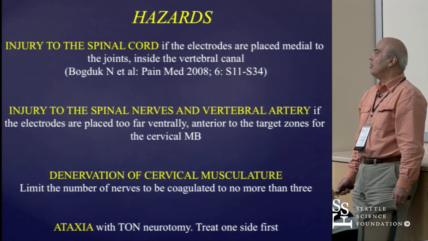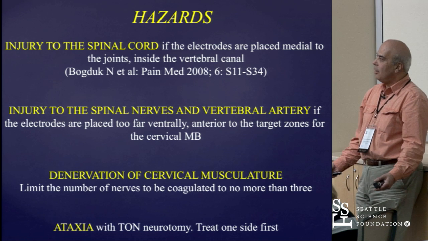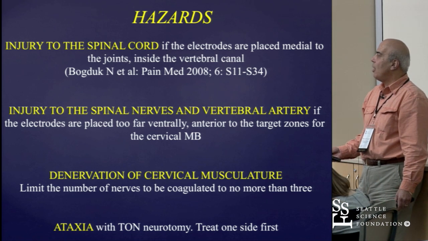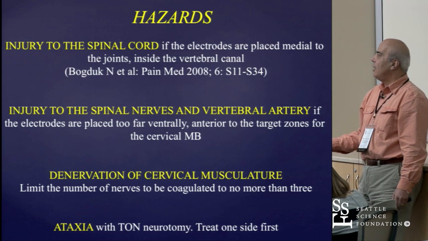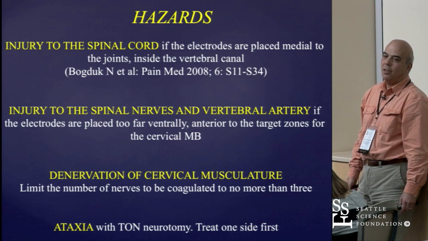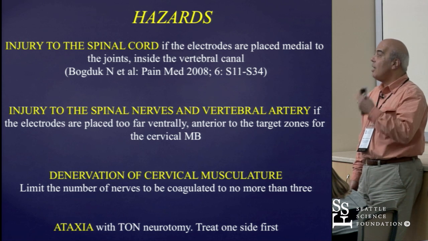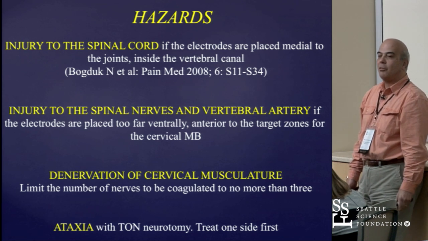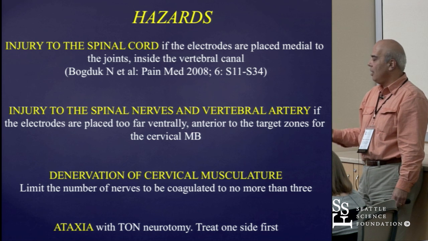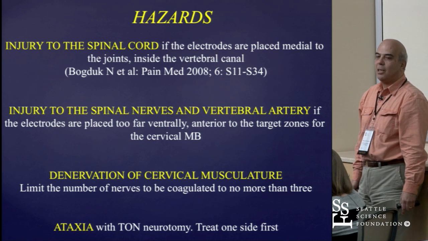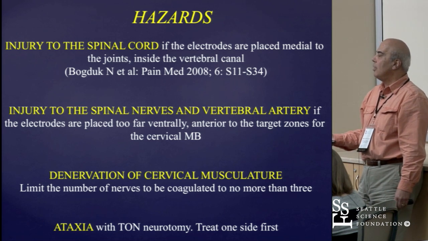Repeated denervation of the cervical musculature can be a problem, the multifidus muscle in particular. So I would probably try not to ablate more than 3 nerves at a time. A very well known side effect and complication of third occipital neurotomy is the development of ataxia. It's not that frequent; I believe it happens in 3-4% of cases. 3-4% is a big enough percentage for me to always want to treat one side first and see how the patient is doing before considering treating the other side.